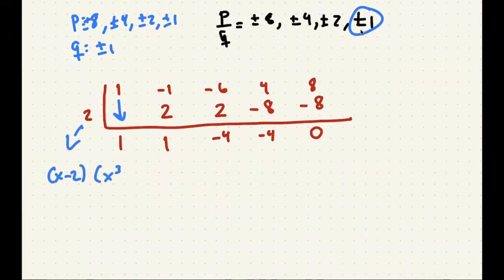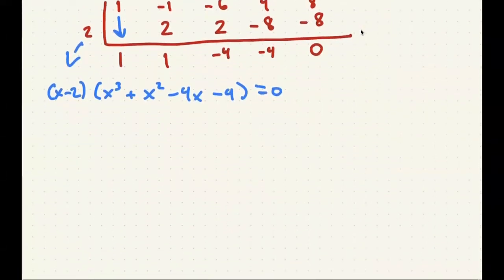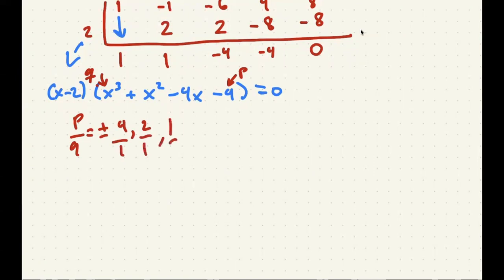x cubed plus x squared minus 4x minus 4 is equal to 0. And here's the fun part of these problems, which some of you might hate. We now have to do P and Q. So this is our new P, and this is our new Q. We're going to list all our possible factors, P over Q. I like writing it like this: plus or minus 4 and 2 over 1 and 1 over 1. So I'm going to try 2 again. I might be cheating because I think I know the answer.